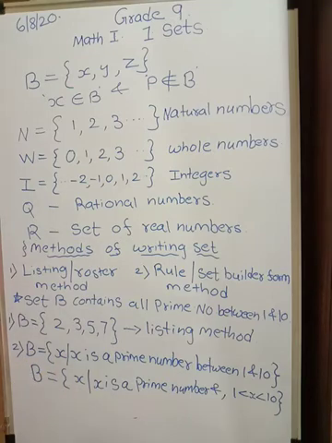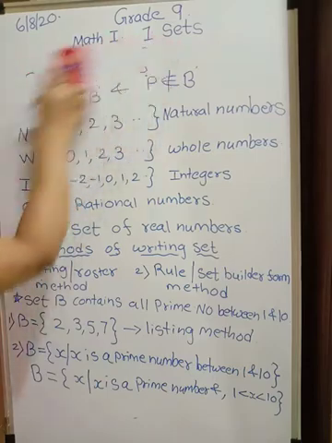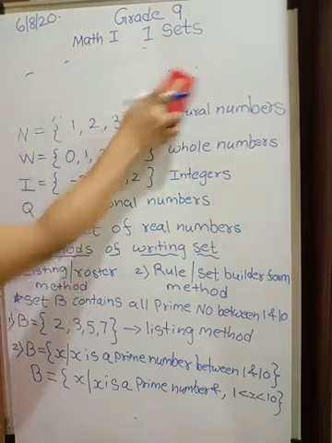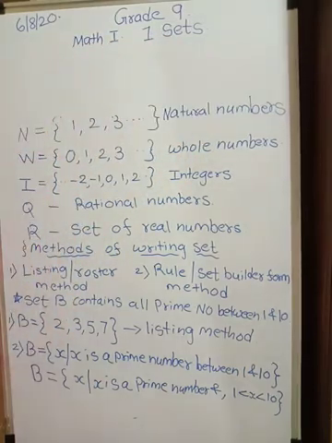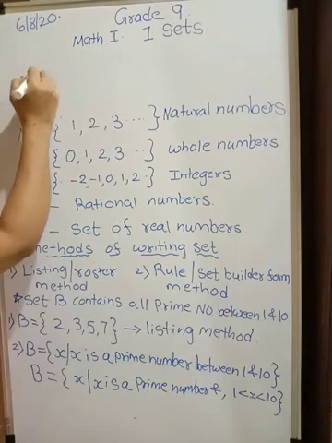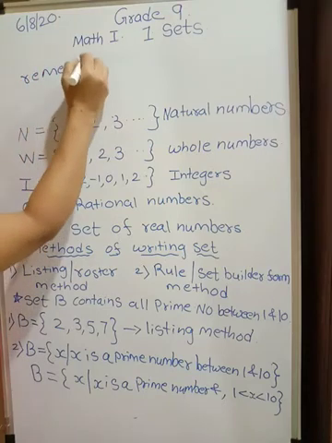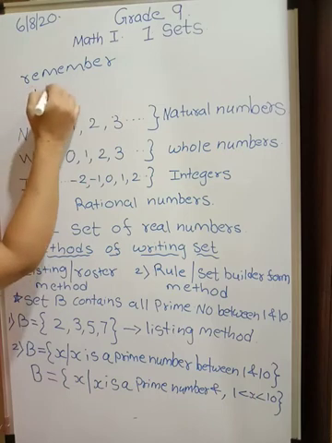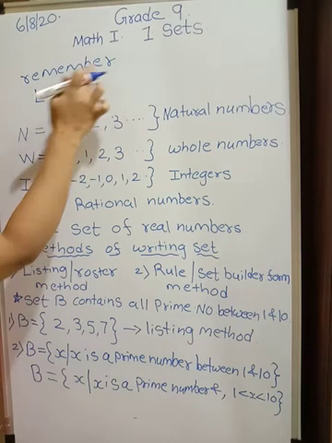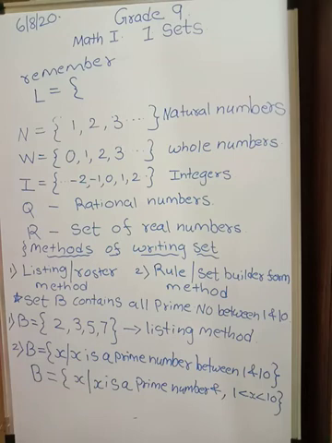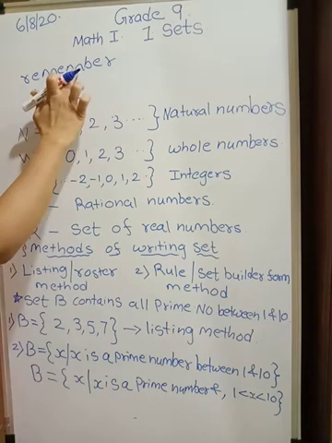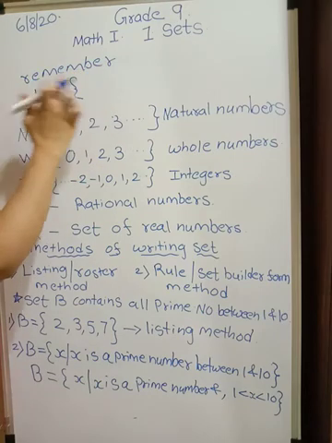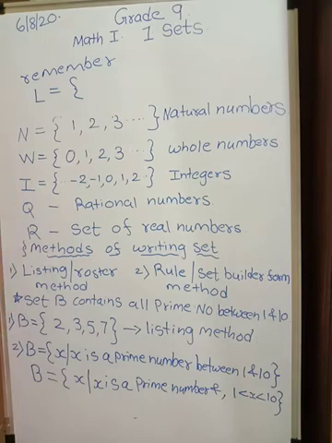Now one more thing I want to tell you all. For example, in case of sets, if they ask you to write the set of all the letters which are coming in the word "remember", I will denote the set by L. My set is L and I want to list the elements. Now see here, do not write the elements which are repeating twice or thrice. You have to write it only once.